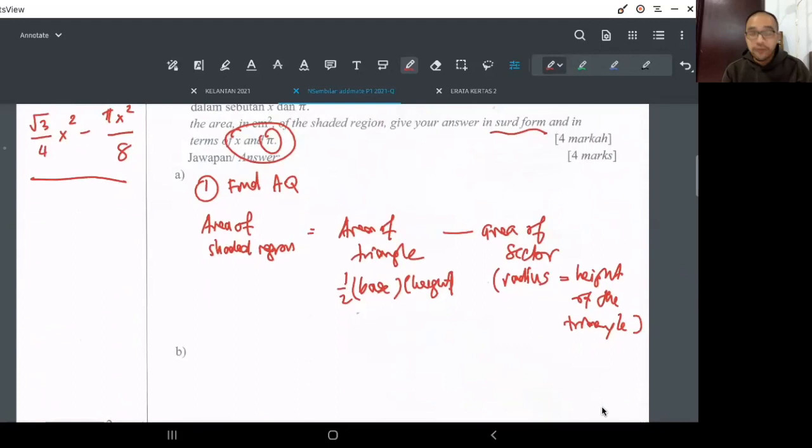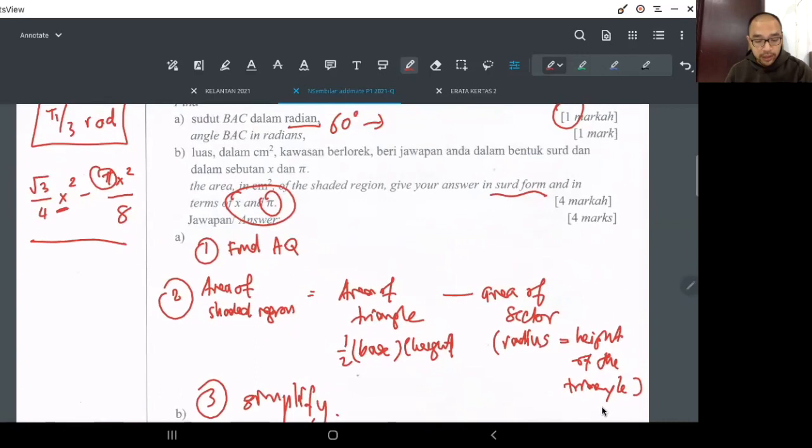That's why the answer looks very, very strange. It looks like, what is this answer? But you will get there. So find the area of the triangle minus the area of the sector and then simplify. Just simplify it, and leave the pi and the x in there because the question is asking for the answer in terms of x and pi. So you get this answer: square root 3 over 4 x squared minus pi x squared over 8.